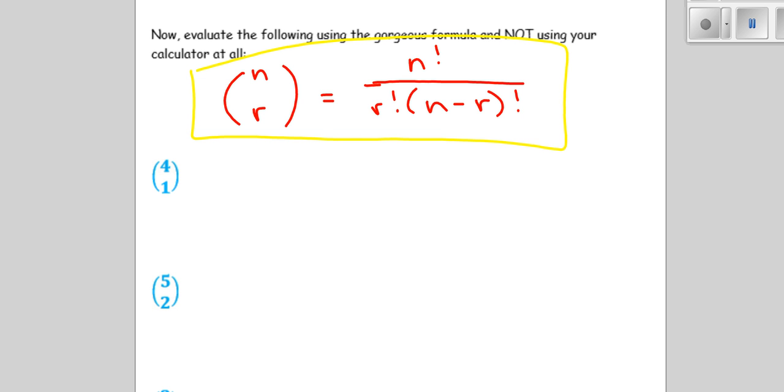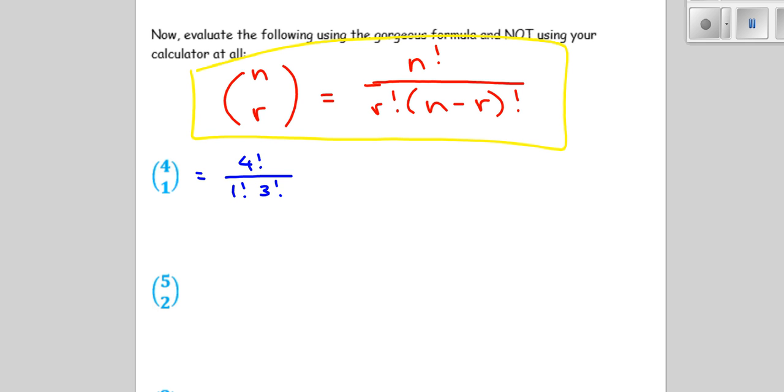So our n is 4, our r is 1. You might want to just write it out first like that. It's going to be 4 factorial over, easy enough, 1 factorial, and times by 3 factorial. So if you want, rather than put in 4 minus 1, you could put times 3 factorial. Or put a multiply sign if that makes it a bit clearer.